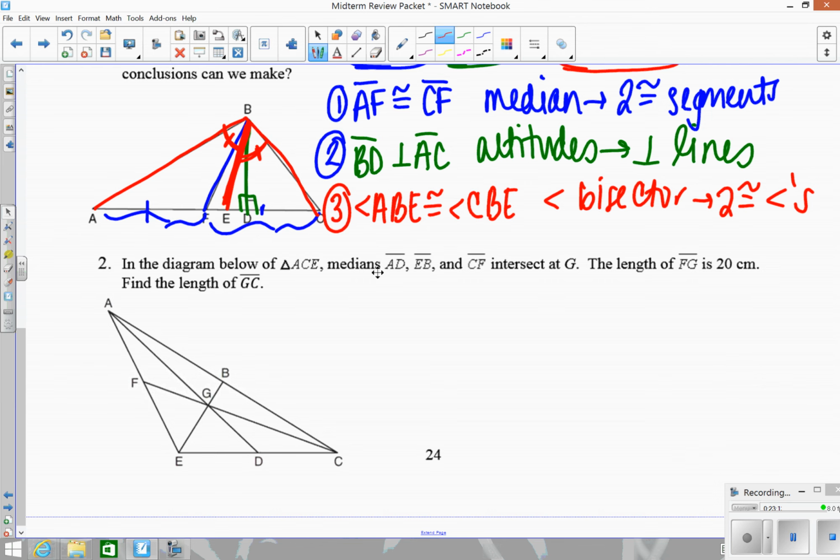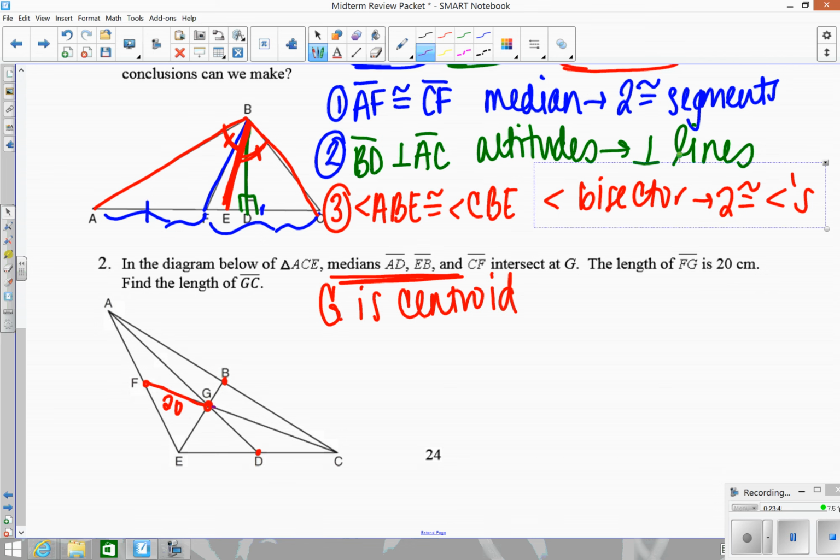And the last one here is talking about the medians. So I have the medians are all drawn. So I know that all of these points here are midpoints because medians go from the vertex to the midpoint. I also know that G is the centroid because it's where all the medians cross. So G is the centroid. And that means that the 2/3 rule applies, or that 2 to 1 ratio applies. So if the length of FG is 20, that means that GC has to be twice as big. So GC has to be 40.